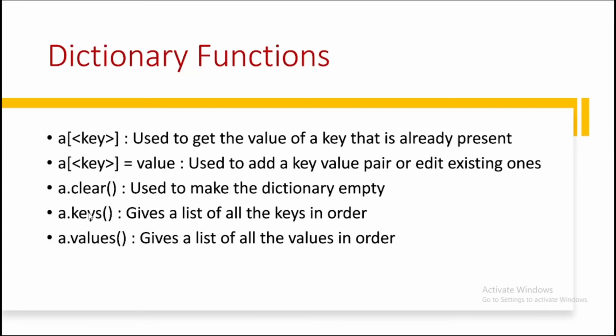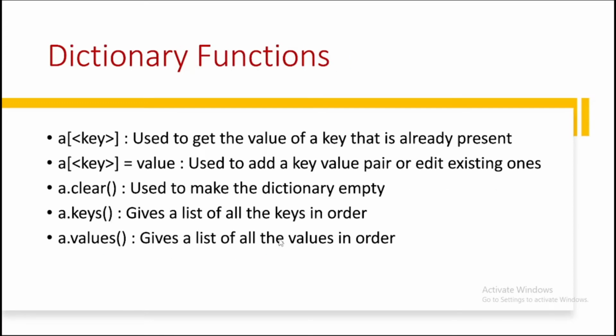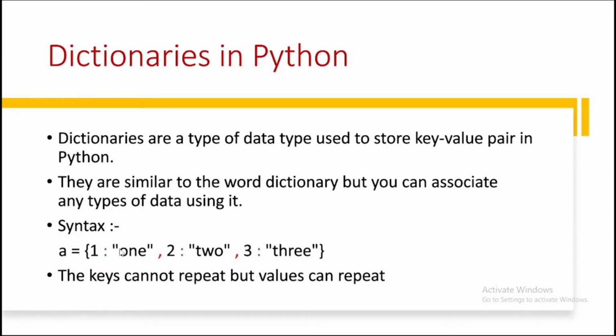Then a dot keys means it will give the list of all the keys that are there. So here it will give 1, 2, 3, in the list format. So you will have 1, 2, 3, 4, and more if you have. Then if you give a dot values, in our example you will get 1, 2, 3, so you'll get a list of all the values that are there in your dictionary.